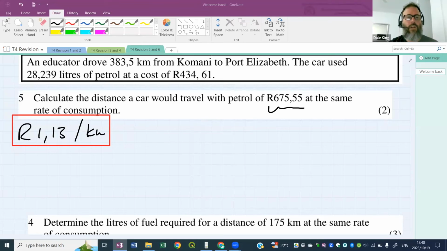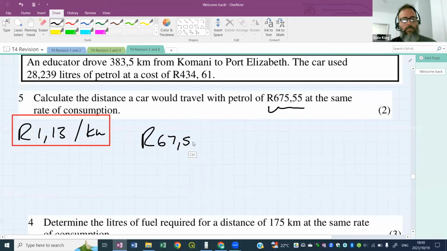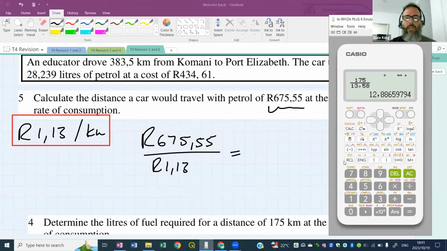All right, let's have a look. So we know that it costs R1.13 for every kilometer, and they want to know how many kilometers we get with this much money. So I'm asking myself, how many R1.13s do I have in here? Because each one of them is a kilometer. So I'm going to cut my R675.55 up into R1.13 pieces, because each one of them is a kilometer.